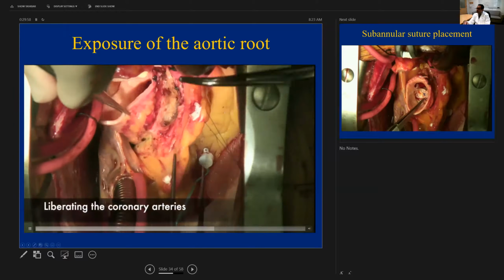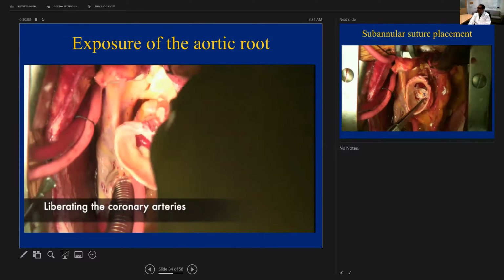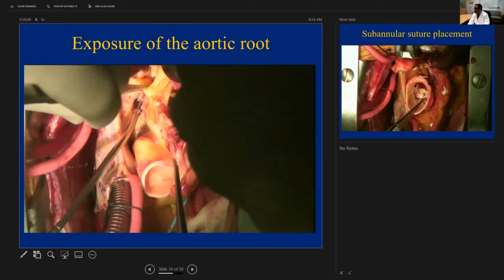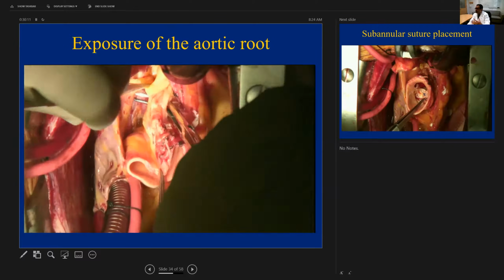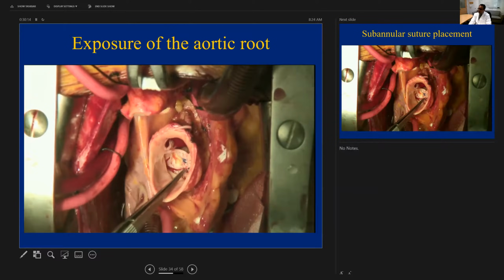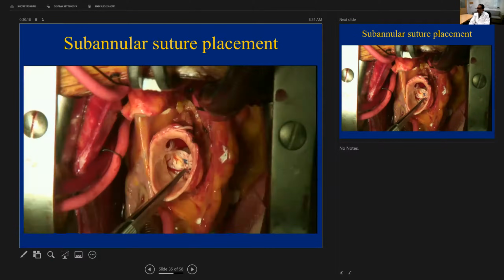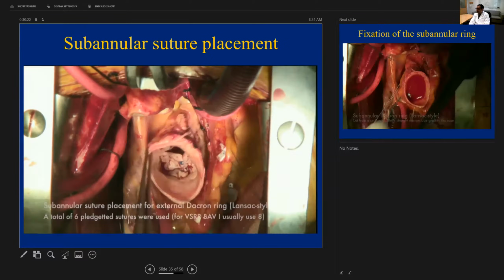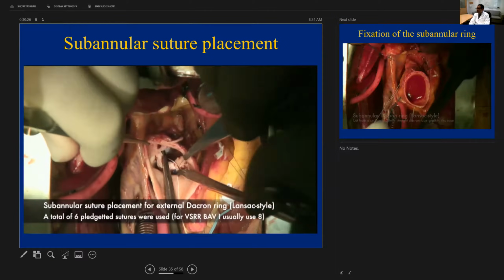Once we do this, we get around the coronary arteries underneath them, because remember, to do an external aortic ring, we actually have to stabilize the ventricular annular junction. So whatever we stabilize and reduce, those sutures have to go underneath the coronaries. Once we do that, and we've dissected down to the ventricular annular junction, then next we put subannular sutures circumferentially.